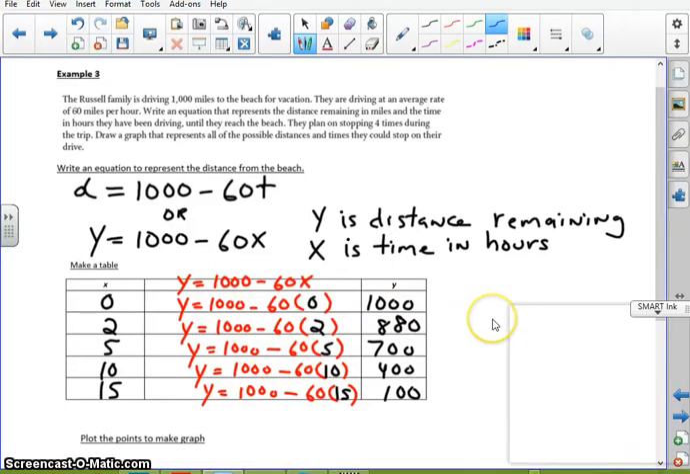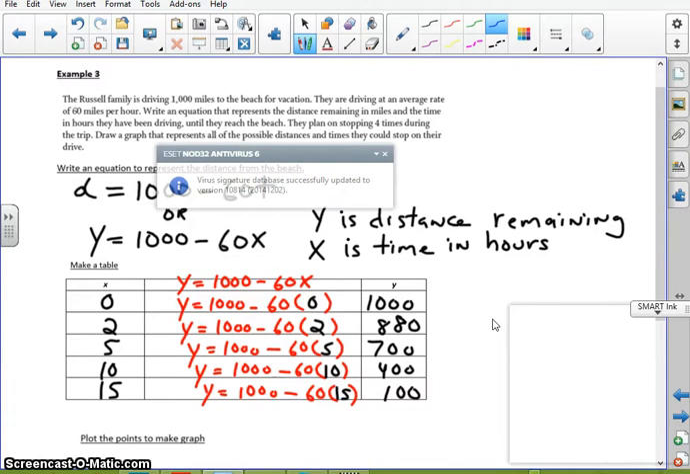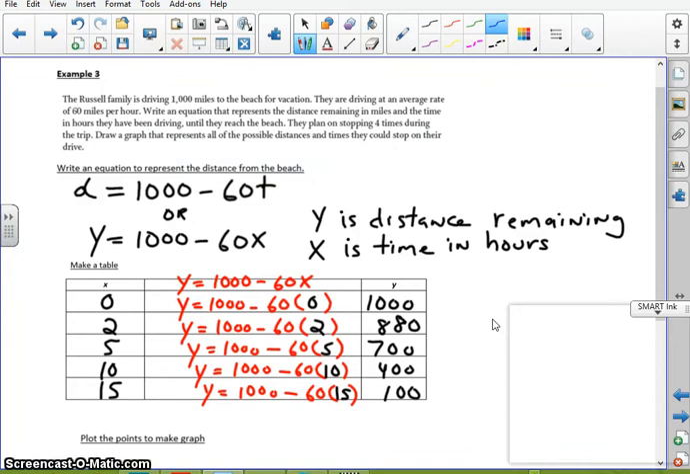All right, so distance equals how fast you're going times time. We can represent that relationship. Distance D equals 1,000 subtract 60 miles times the number of hours, which is T. So D equals 1,000 minus 60T. Or I can use X and Y since we're more familiar with that at this point. I can call D my Y and call my T x. So I can say Y equals 1,000 minus 60x, where Y is the distance remaining and X is the time in hours.